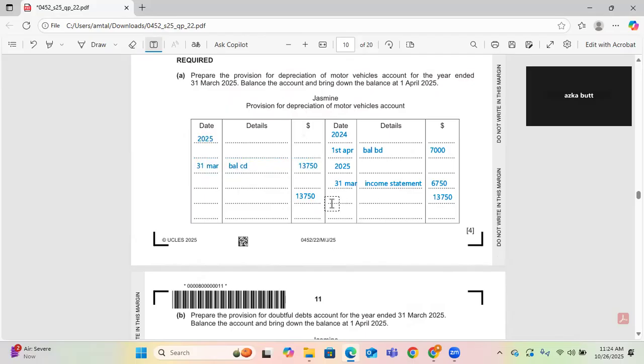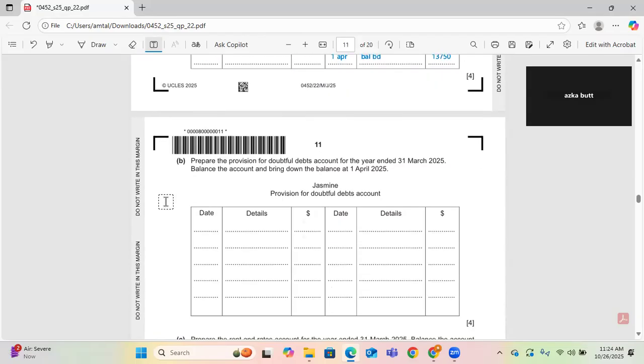And next year will be 2025, 1st March. Sorry, 1st April. After 31st March, this is 1st April. So balance BD will be equal to 13,750. Okay, done. Let's see the next question.